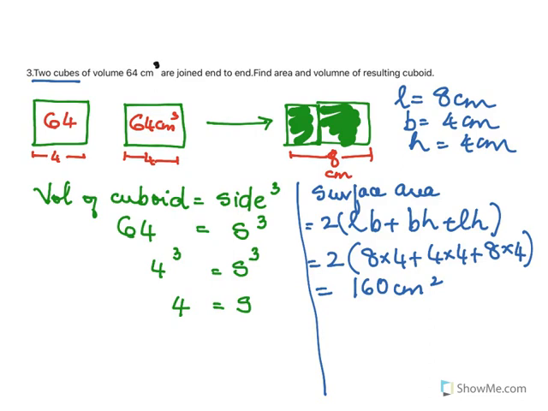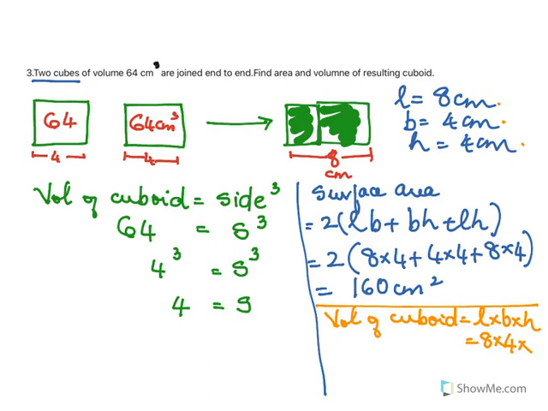We are not done with the sum. We need to find the volume too. This is the volume of a cuboid. We learned last year the formula: length into breadth into height. Our length is 8, our breadth is 4, and our height is 4. So we multiply that and we get the answer 128 centimeter cube.